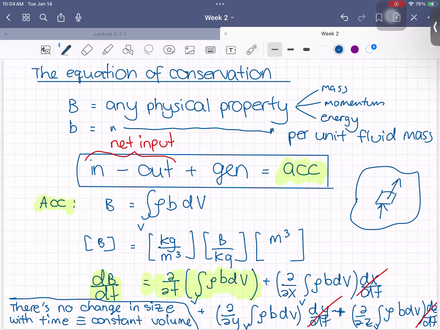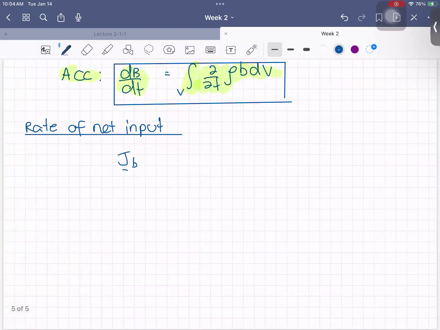So of course it's a vector, okay? So when it's a vector, I make a single line right here too. If I write the unit for this flux, it will be B, any physical property with respect to area and time, which is equal to rho times B times V, velocity.